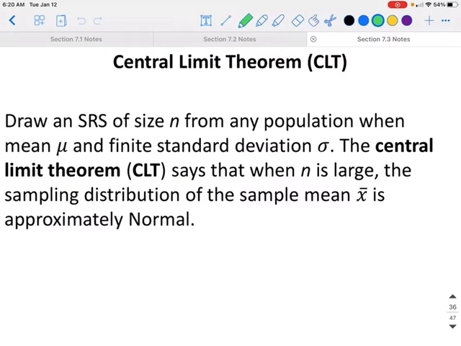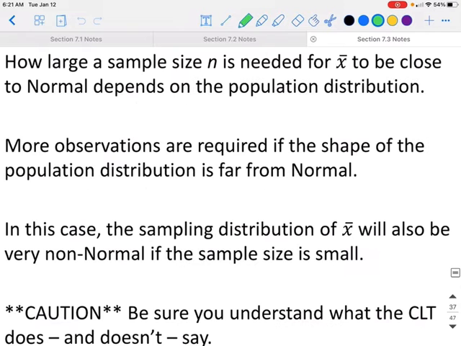So the central limit theorem tells us that if we draw a simple random sample of size n from any population with mean mu and finite standard deviation sigma, then when n is large, the sampling distribution of the sample mean X bar is approximately normal.